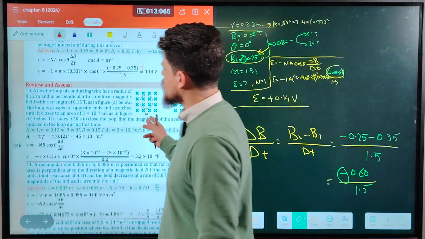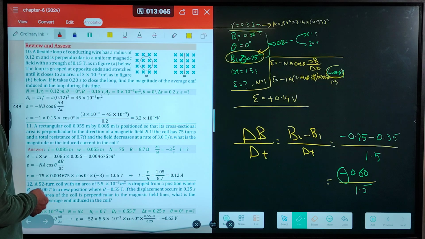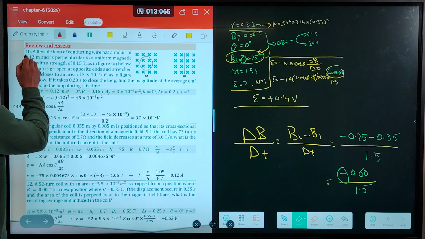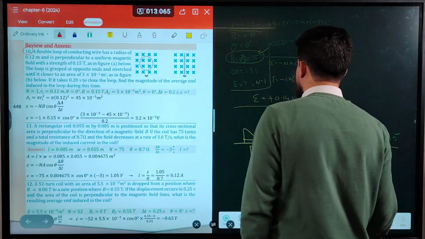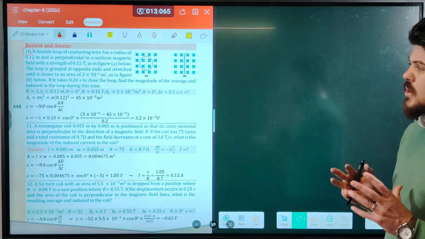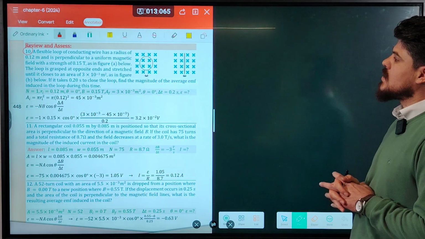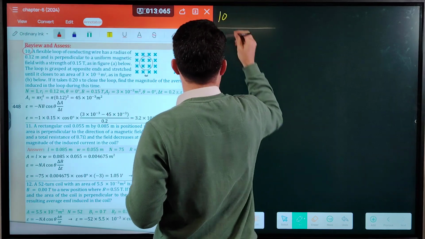Now we are going to solve the questions related to Faraday's law, which involve determining the induced EMF and induced current. Question 10 in chapter review, in review assess. The question says a flexible loop of conducting wire has a radius. Question 10 in chapter review.